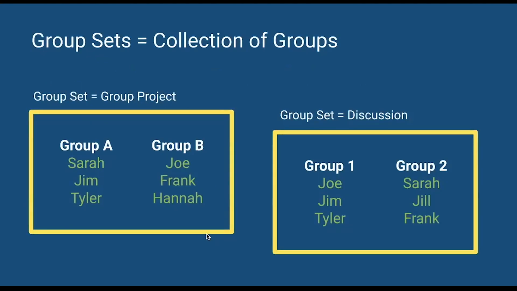A group set is a collection of groups, and they allow you to indicate which groups the specific Canvas activity should recognize. So for example, the group project group set contains groups A and B and can be used to set up a group assignment. Sarah is in Group A alongside Jim and Tyler. The discussions group set can be used for group discussions, where Sarah is collaborating with Jill and Frank.